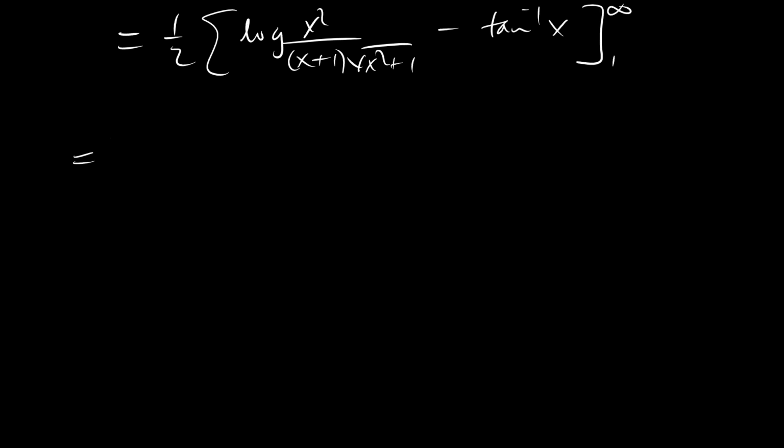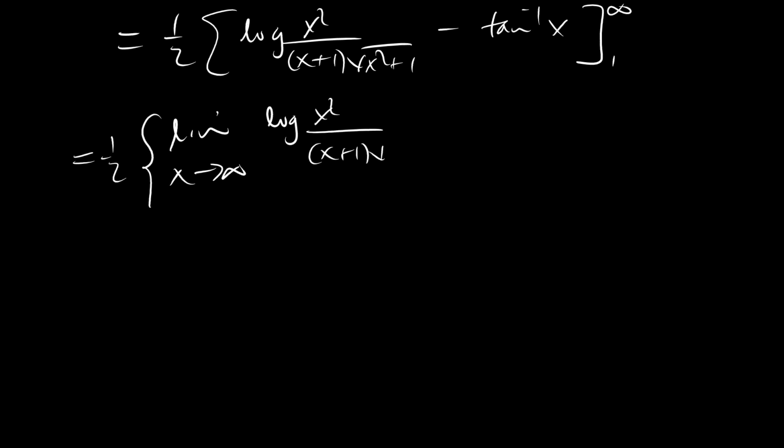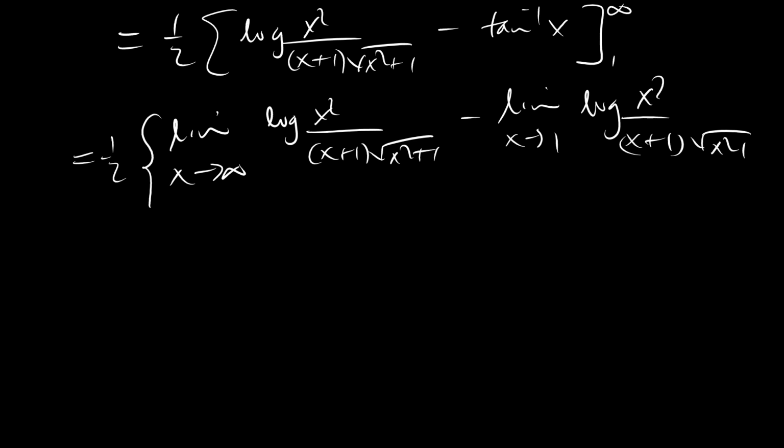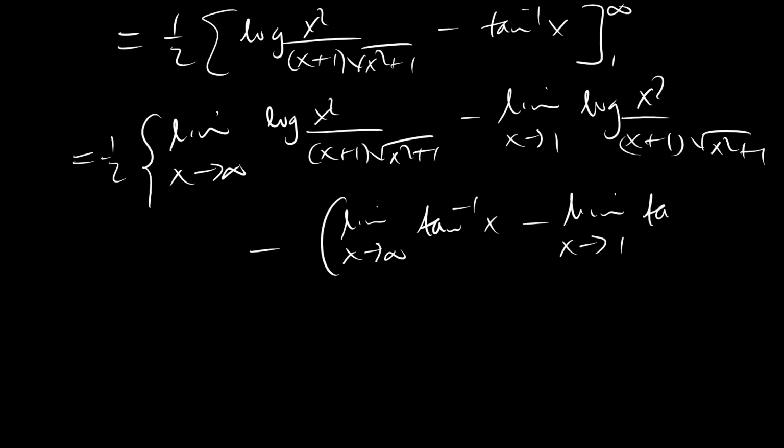And this is the same as half, limit as x tends to infinity of the natural logarithm of x squared over x plus 1 square root of x squared plus 1, minus limit as x tends to 1 of the natural logarithm of x squared over x plus 1 square root of x squared plus 1, minus, in bracket, limit as x tends to infinity of the arctangent of x minus limit as x tends to 1 of the arctangent of x.